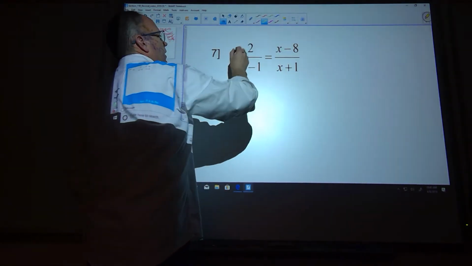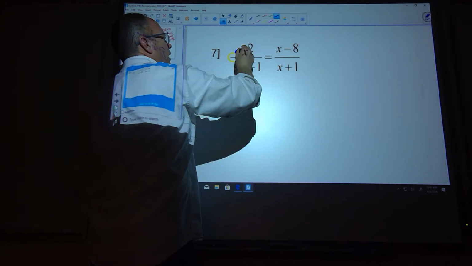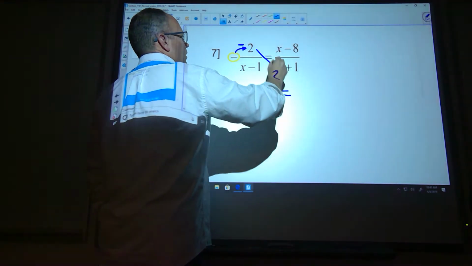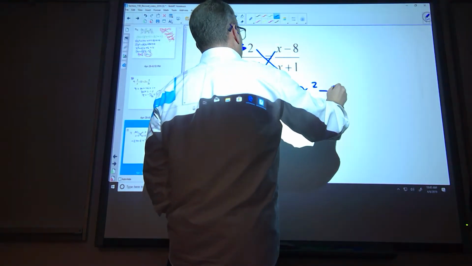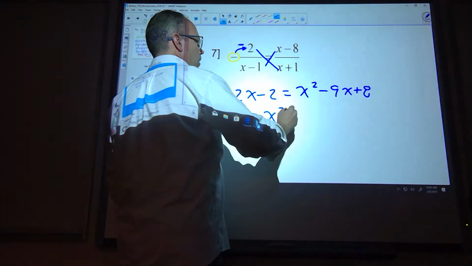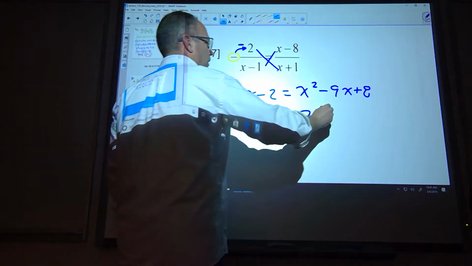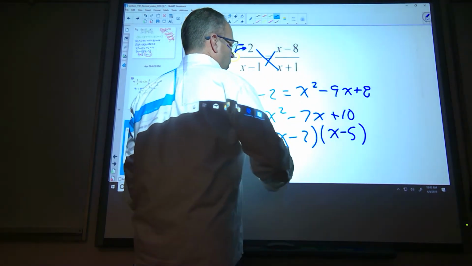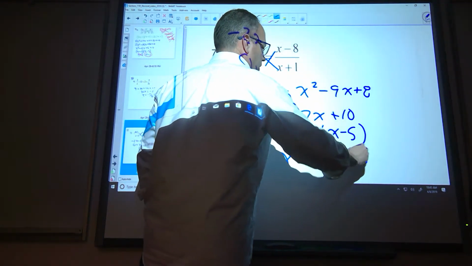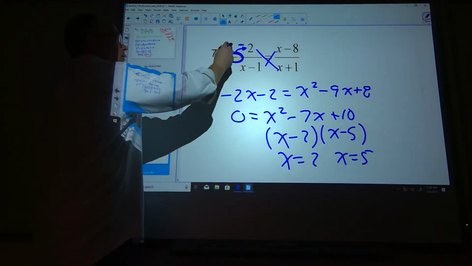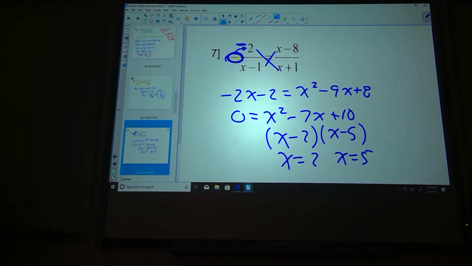The trick on this negative here, just bring it up here. Okay, cross multiply, so I get -2x minus 2. Cross multiply here, I'm going to get x squared minus 9x plus 8. Move everything over to the right. Minus 7x plus 10. So x minus 2, x minus 5. So I wind up with x equals 2 and x equals 5. Both those answers work. The big key here is remembering to move that negative up here. That goes with one of the problems. If you don't, you're not going to get the right answer.